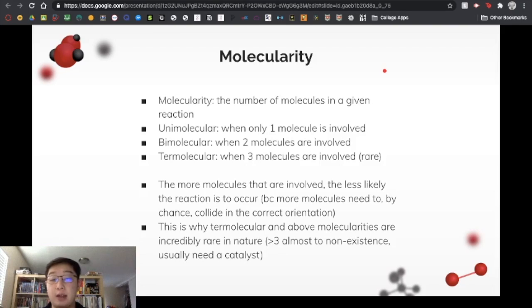So then you have a couple of terms that go along with it. Unimolecular, which is when only one molecule is involved. Typically, those are going to be decomposition reactions. You have bimolecular, where there are 2 molecules involved. Termolecular, where there are 3 molecules involved.